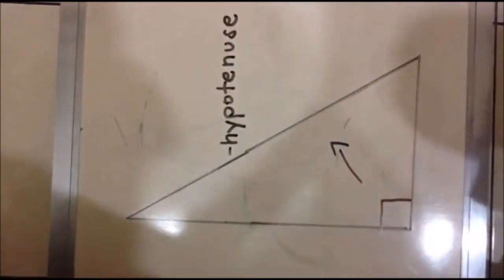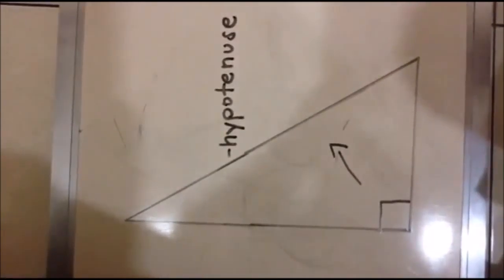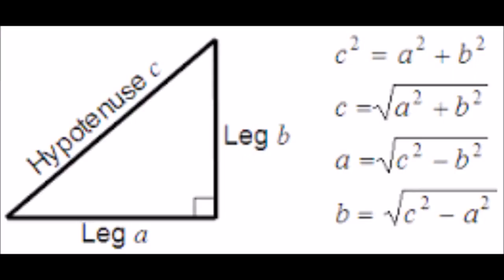Trivia. The other 2 sides are called the legs, or catheti. Pythagorean theorem. The sum of the squares of the lengths of the 2 legs is equal to the square of the hypotenuse. Formula. A squared plus b squared equals c squared.